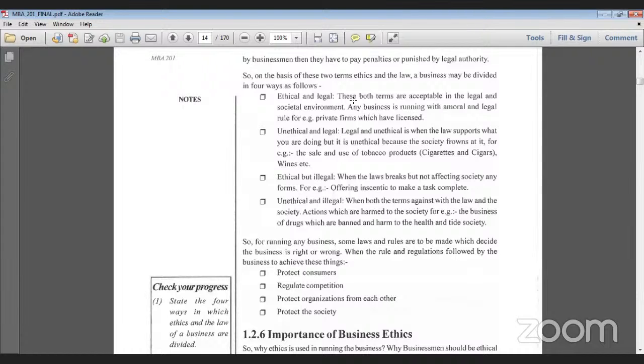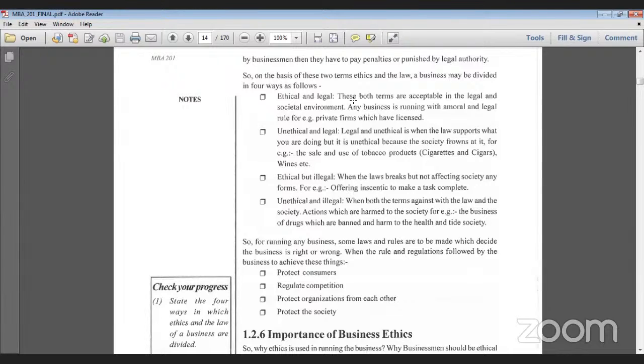And ethical but illegal, when a law is broken but it does not affect society in any form. Otherwise, there are actions which are not helpful for society, as well as not recommended by the Indian Constitution, that cause harm to society, like the business of drugs, which is banned and harmful for society's health.